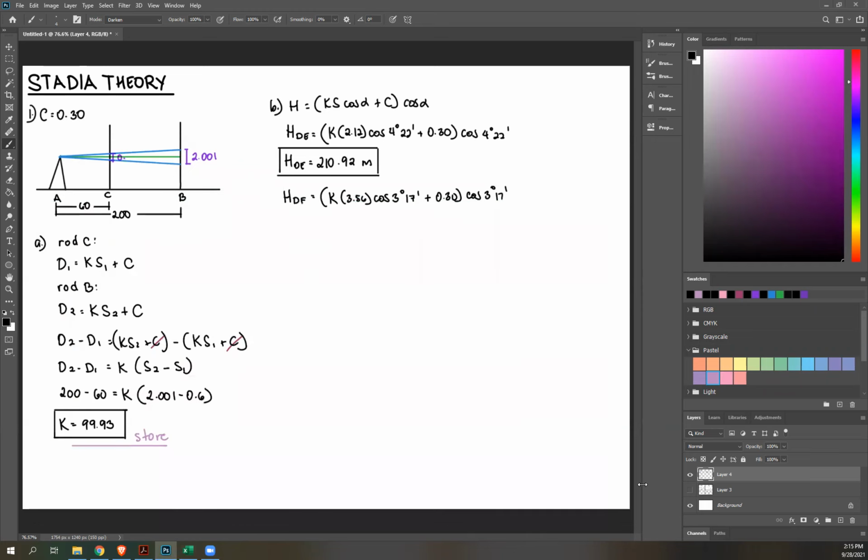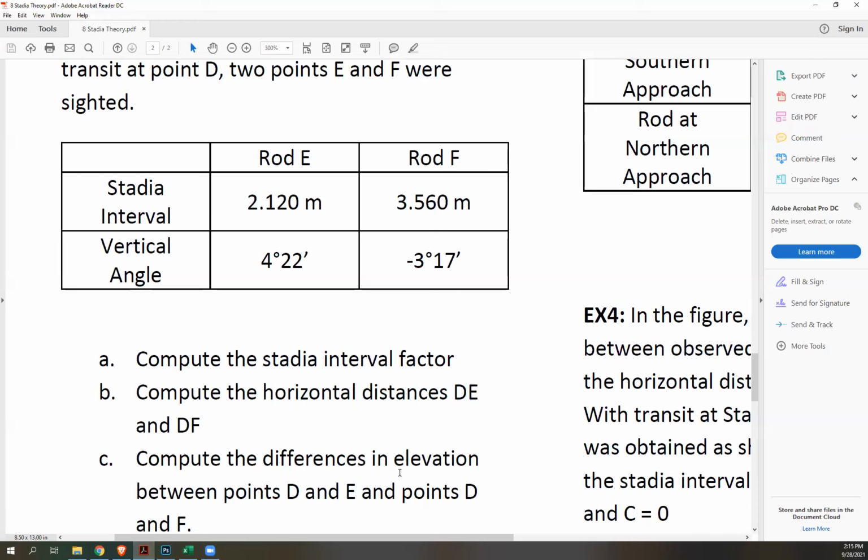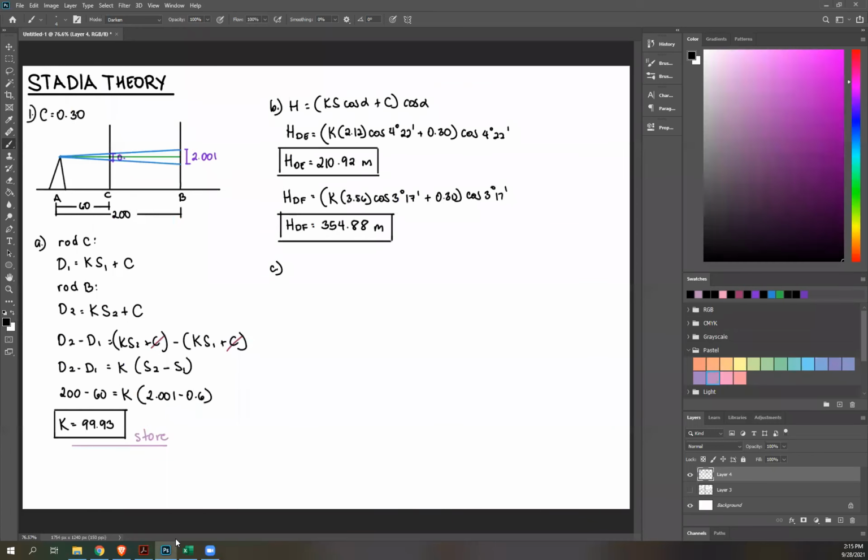So it's 354.88 meters. Now, luckily for us, this was just direct sub, so it wasn't too hard to do. Later on, I'll show you, sometimes you can't direct sub. And the letter C, compute the differences in elevation between points DE and DF. Okay, difference in elevation. So I'll draw that to show you what's happening.